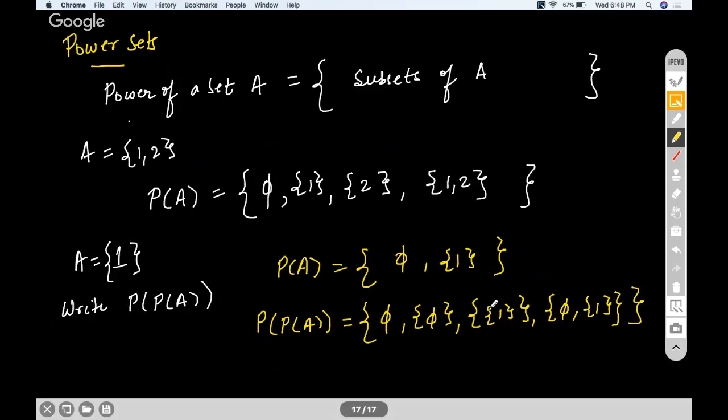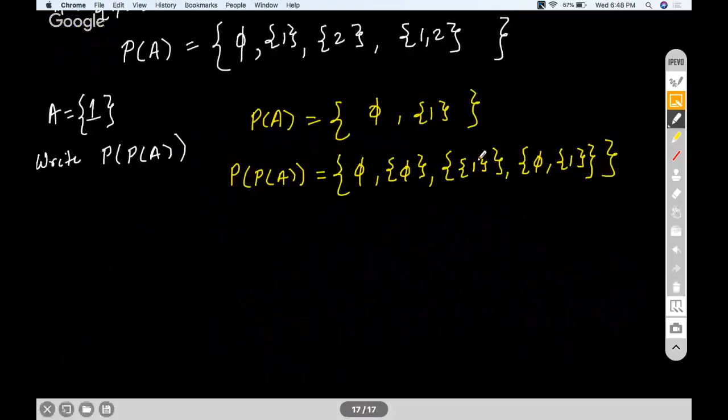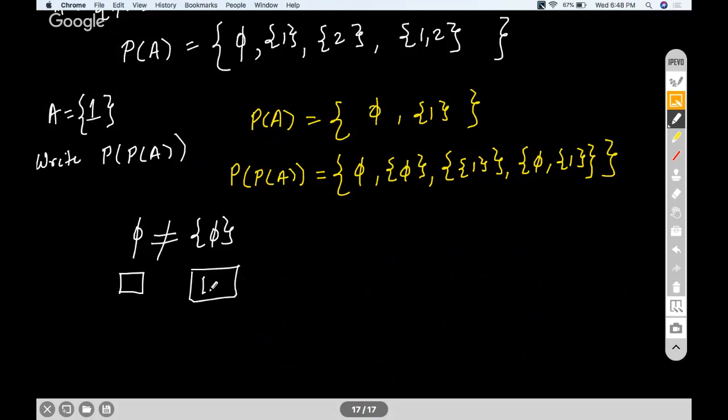This is very important. Many people have a confusion regarding this. They say, sir, aren't these two the same thing? Please note that null set and a set containing null set are not the same things. They are different things. This is like an empty box, and this is like a box containing an empty box. Are you getting it? There's a difference between these two.